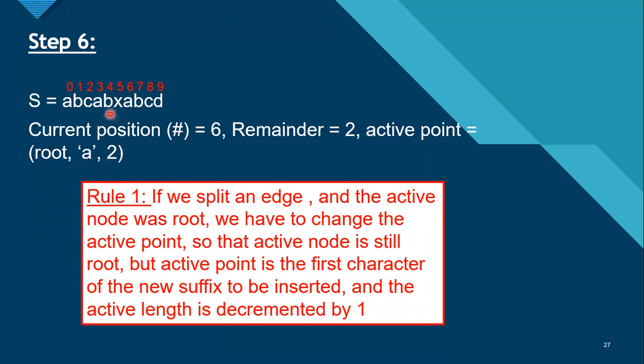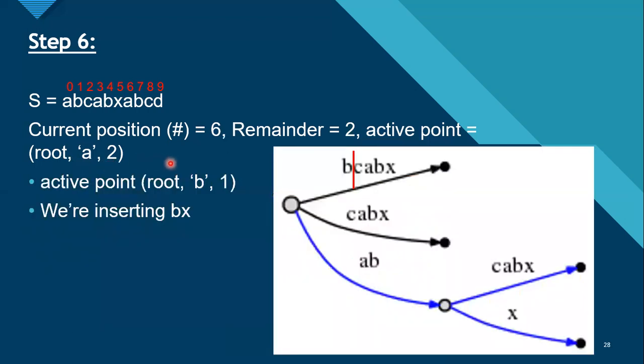So in this current step, we are trying to insert the suffix bx. The first character of the suffix bx is b. So this will be the active edge, and the active length will be decremented by 1. So here we are. The active point is changed to root b1. And this indicates that the next insert has to be made at this bcabx edge behind the first character, behind the b. And we are inserting bx.